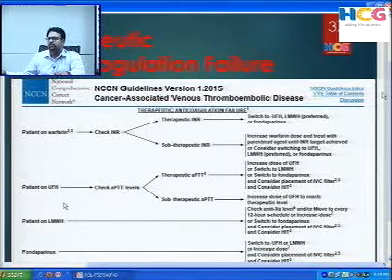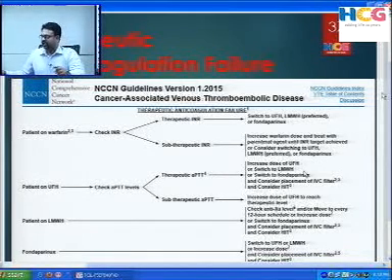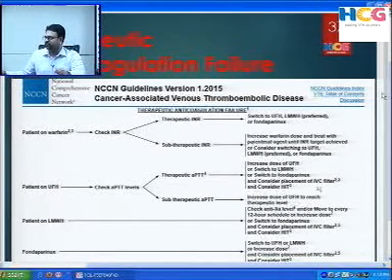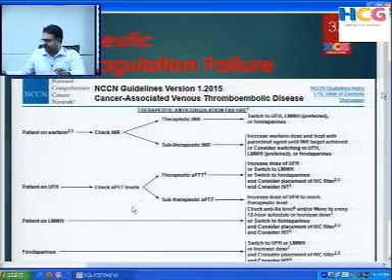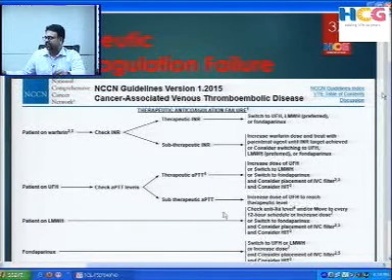When the patient is on unfractionated heparin, we should check the APTT levels. When the APTT level is in the therapeutic range, we can increase the dose of unfractionated heparin, or we can switch over to low molecular weight heparin. We can also consider the placement of an IVC filter. If the APTT level is in the subtherapeutic range, we can increase the unfractionated heparin to reach the therapeutic range.